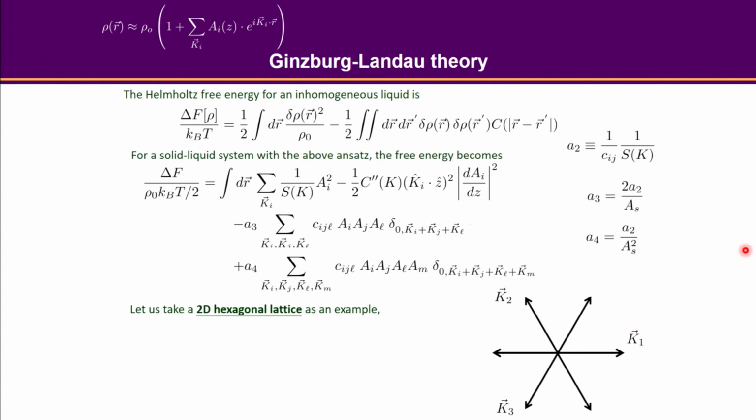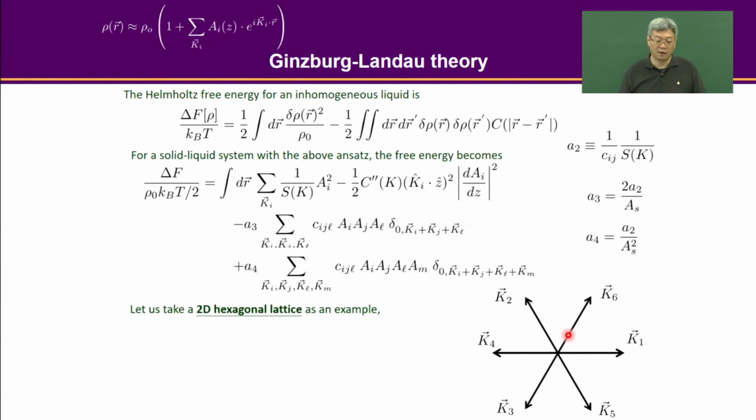And immediately you can see 4, 5, 6, I choose the same way: 4 and 1 are opposite to each other, and 2 and 5 are vectors pointing opposite to each other, and 3 and 6 are also opposite to each other. All right, so that's my choice of principal reciprocal vectors for the 2D hexagonal lattice. Right? So let's get the numbers.